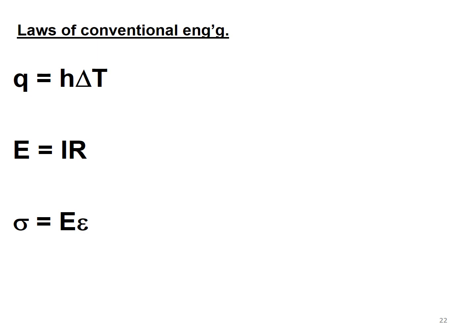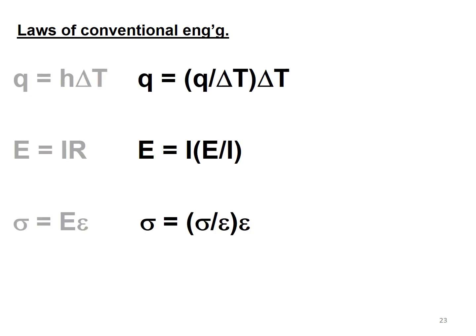These are some of the laws of conventional engineering in the form generally expressed in engineering textbooks. Recalling that H is Q over delta T, and R is E over I, and E is sigma over epsilon, we may rewrite the laws of conventional engineering in this more revealing form. Note that these laws are analogs of the equation y equals y over x times x, and H, R, and E are analogs of y over x.